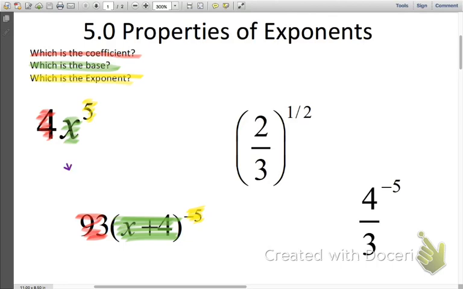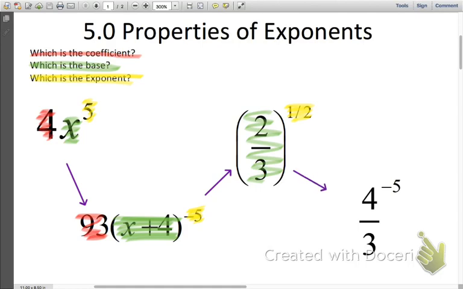So now let's go here. What about for 2/3 to the 1/2 power? What are we missing? Coefficient. We don't have a coefficient. Your coefficient in this case is 1. If it's 1, we don't write 1. We don't write 1 times and then everything else. The next thing we're going to deal with is the base, which is the whole thing, because it's in a parenthesis, and then the 1/2 would be my exponent.